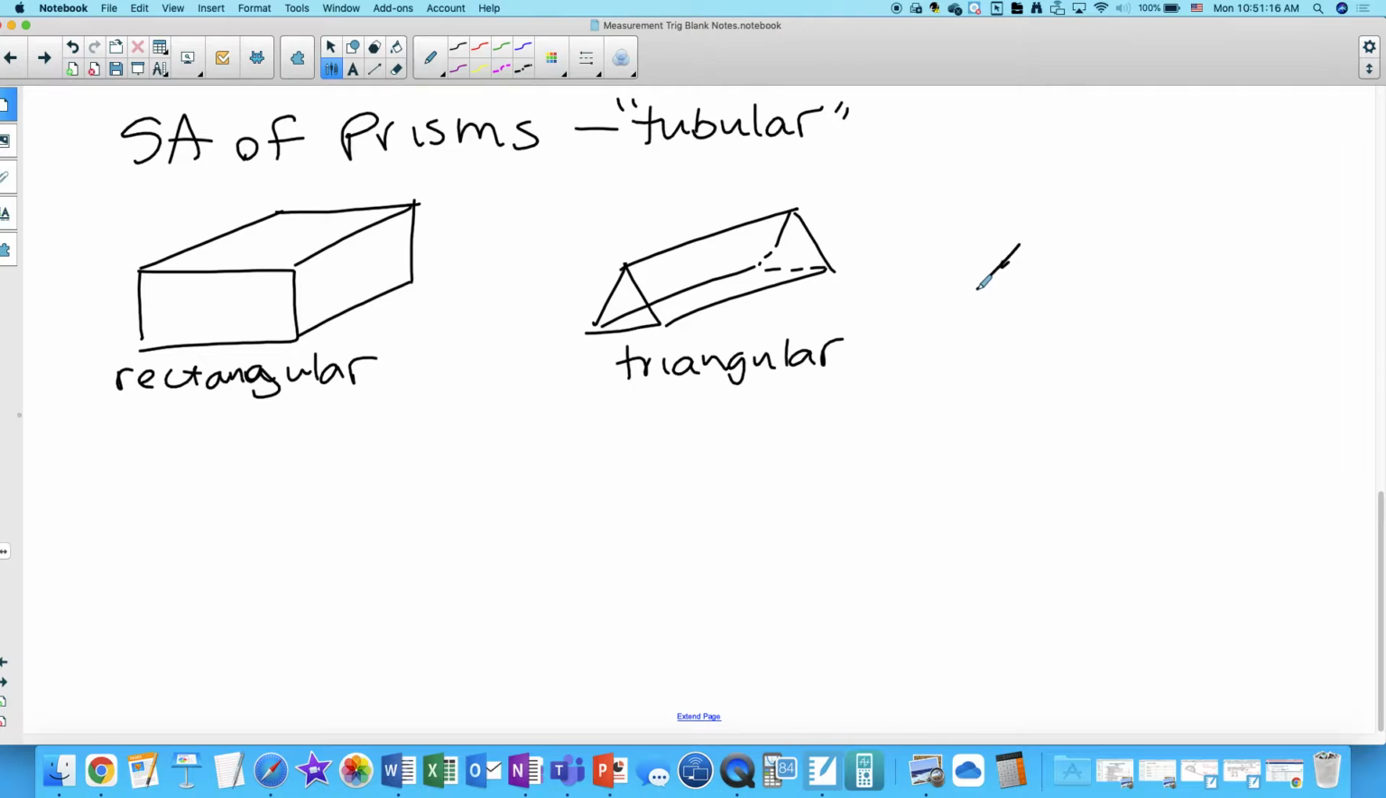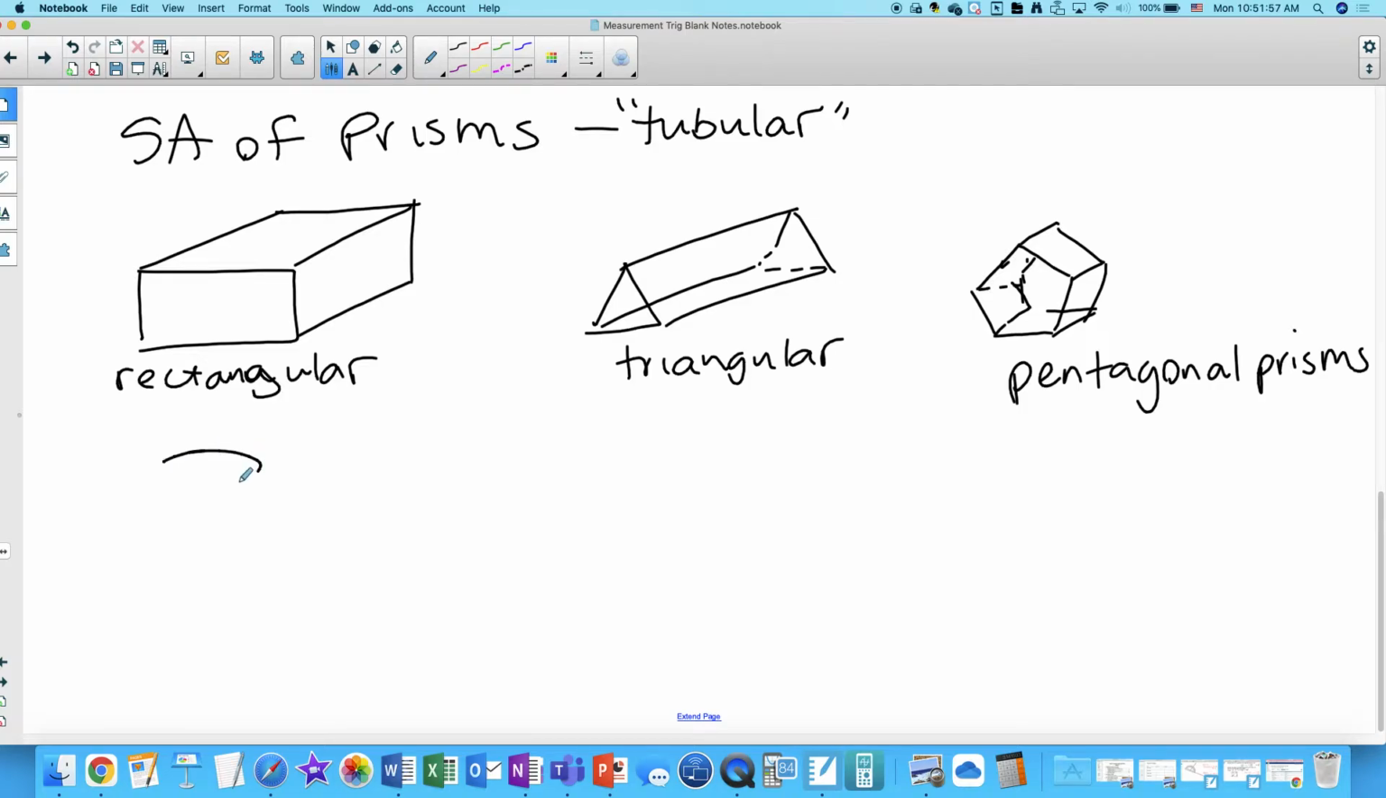If you look at the sort of bird's eye view. Oh, that's a terrible drawing. Anyway, that's a pentagonal prism. And you can have octagonal prisms, hexagonal prisms. A prism that's like a circle has a special name. What is this thing called? Cylinder, that's right. So a circular one is called a cylinder.